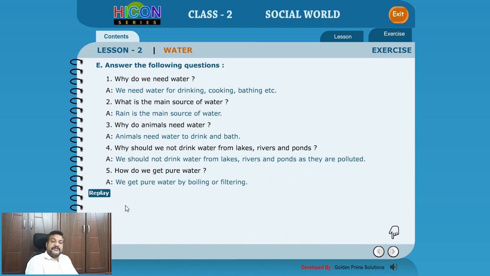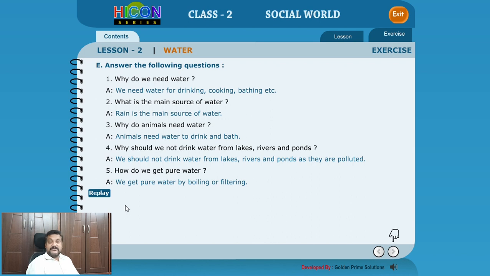So what is the first question? Why do we need water? Means what are the uses of water? We need water for drinking, cooking, bathing, washing, etc.